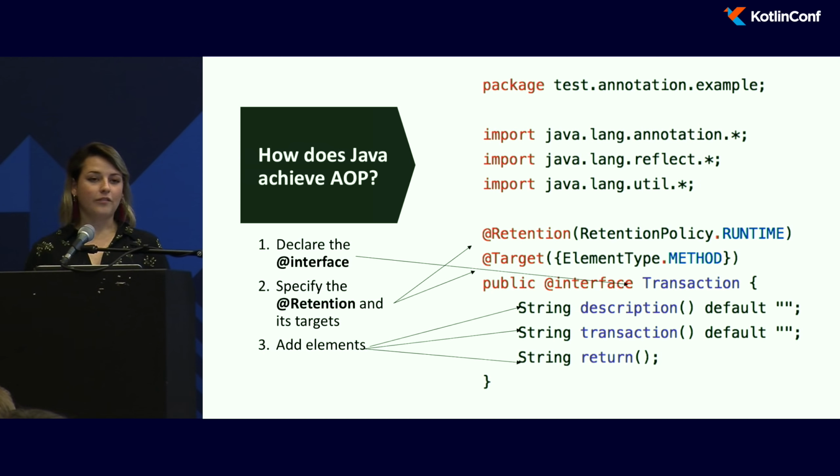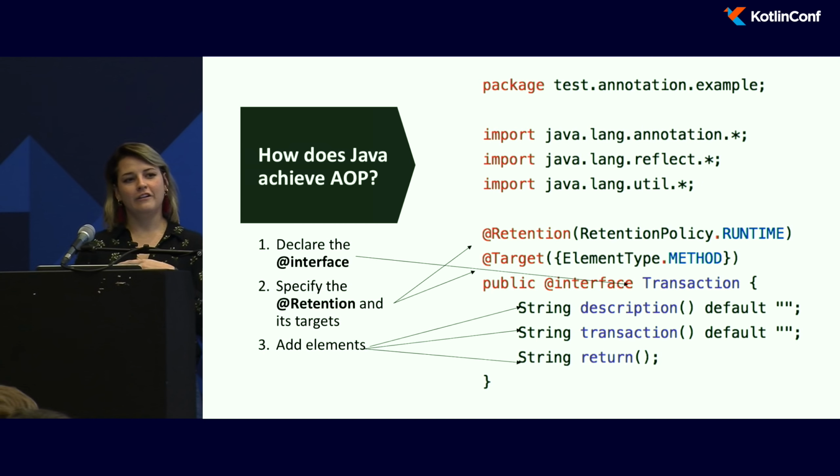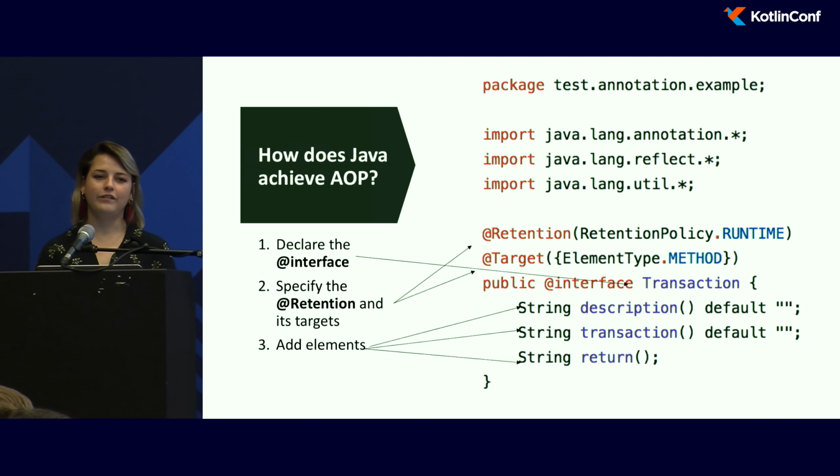So when you specify the retention, you actually determine how long the annotation is kept for, from source code time all the way to compile to runtime. So in my example, I chose runtime. And then, of course, the target specifies where that annotation is going to live. I stuck mine to any methods, but it can be applied to classes or fields. And then, of course, the elements are the attributes for your annotation, otherwise known as parameters.